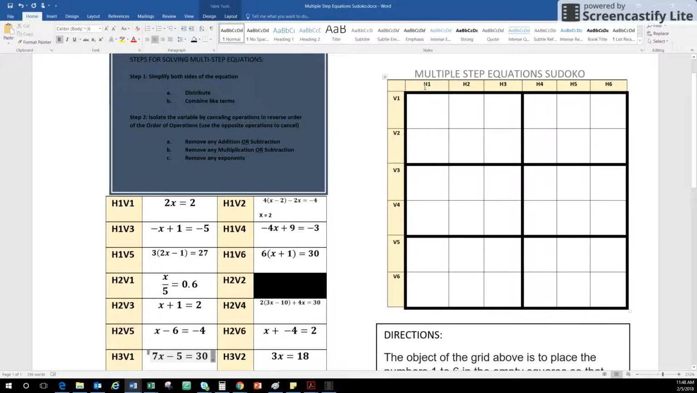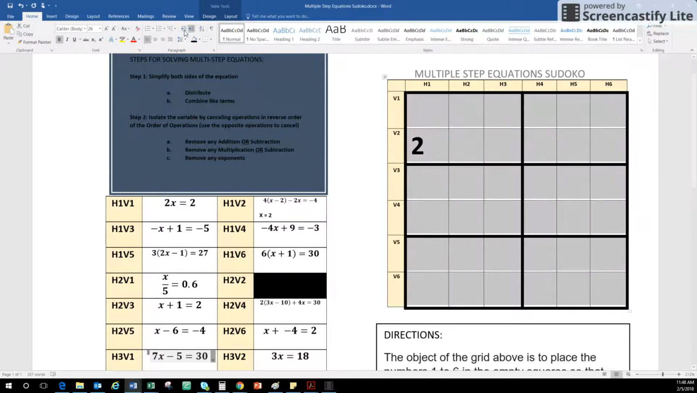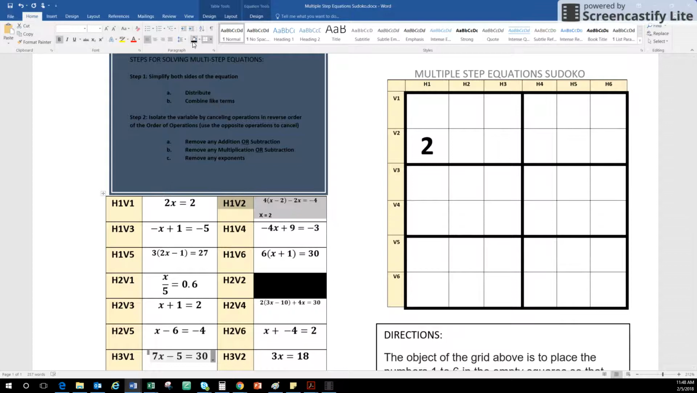So this was my H1V2, and I got x equals 2. So in H1V2, that's right there, I got 2, and I'm going to set this to be centered so it'll help me look good. All right, so I know I got this guy done. I'm going to shade it some way just so I know that I did it. We'll do it with green because green sounds like you're good to go.